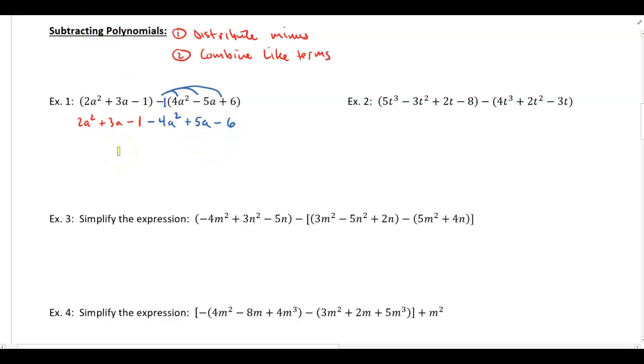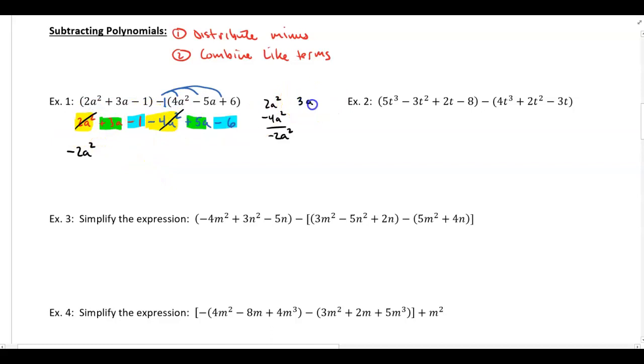Once I drop the parentheses and distribute the minus sign, now I can combine like terms. So 2a squared goes with negative 4a squared. 3a goes with plus 5a. And then minus 1 goes with minus 6. So right away here, 2a squared minus 4a squared. 2 minus 4 is negative 2a squared. So negative 2a squared, cross them out, I've used them.